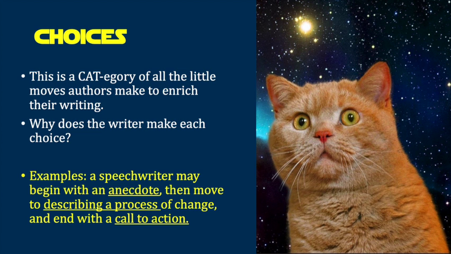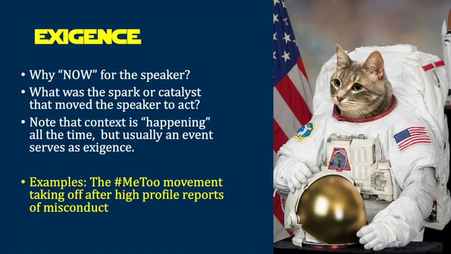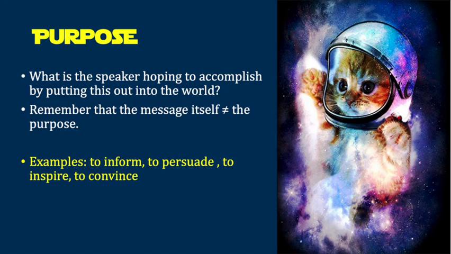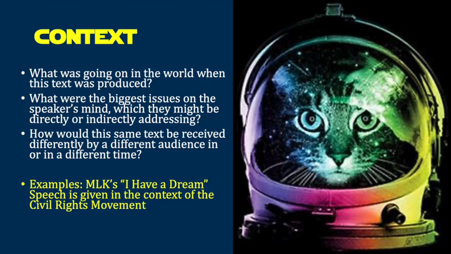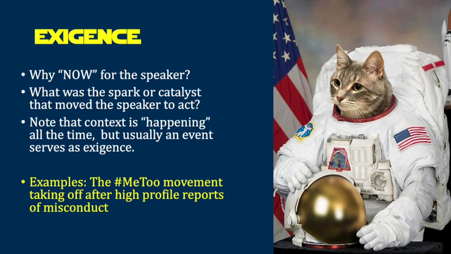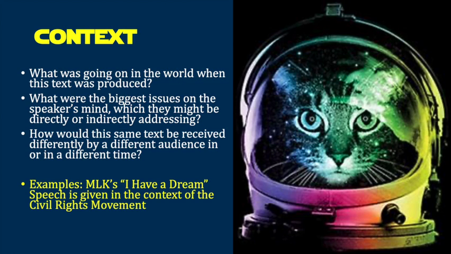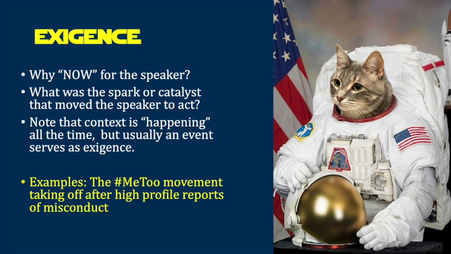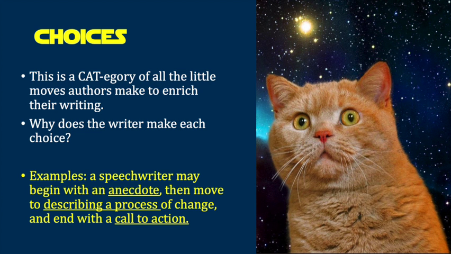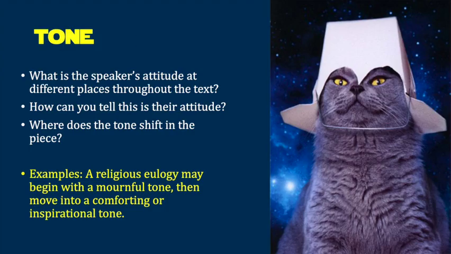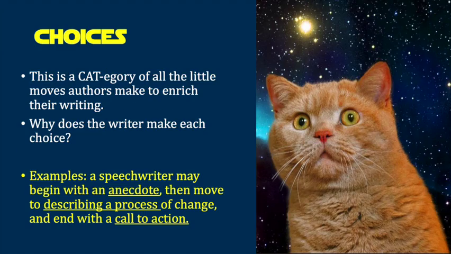Okay? Now the CAT part, that is when we are going to get more analytical. So for SPACE: speaker, purpose, audience, context, exigence. Exigence is a little bit of deep thinking, but a lot of these you could just research. You could Google who the speaker is. A purpose should be clear. Choices, appeals, and tone. This is where we get into a little bit deeper thinking.